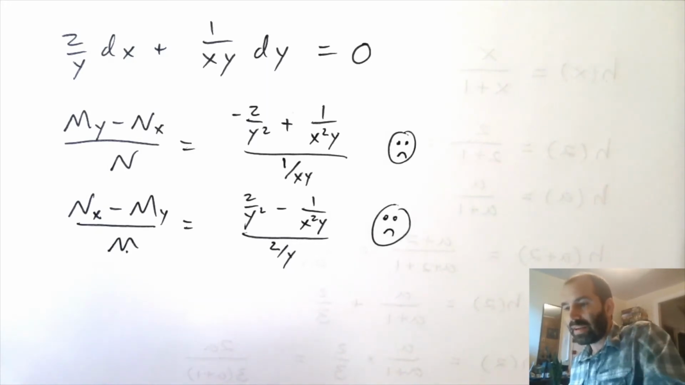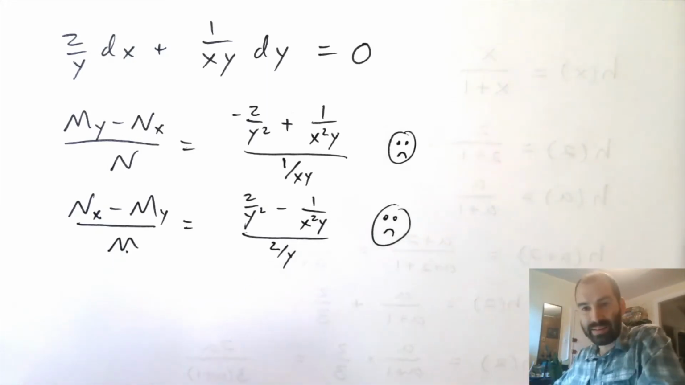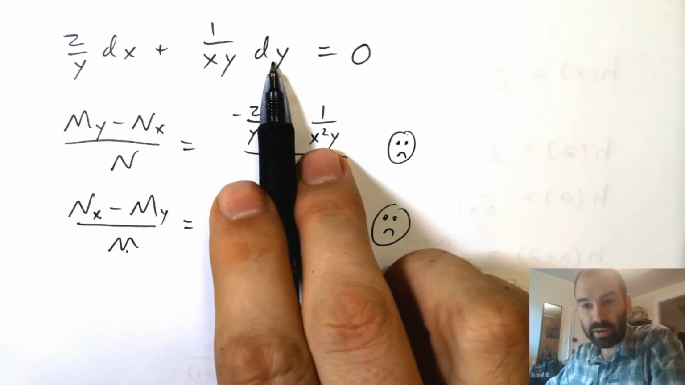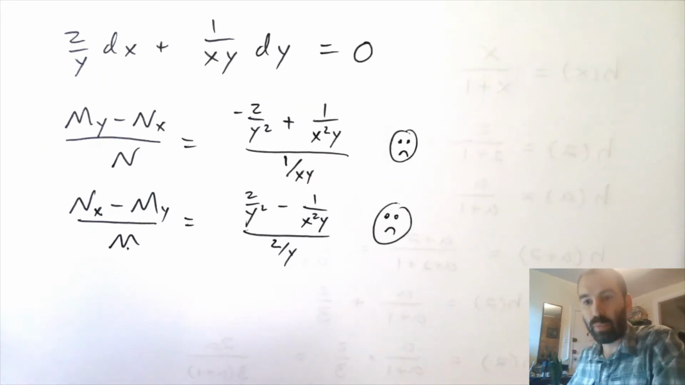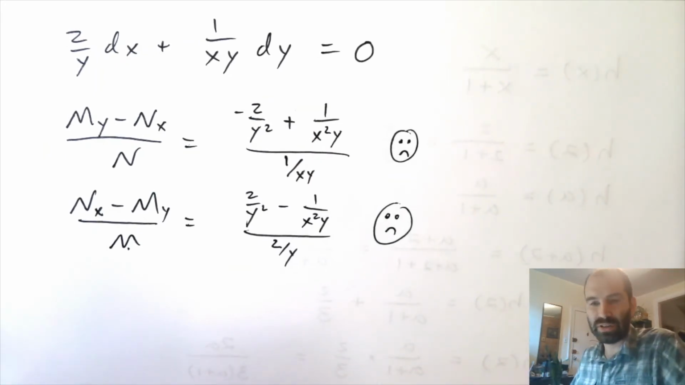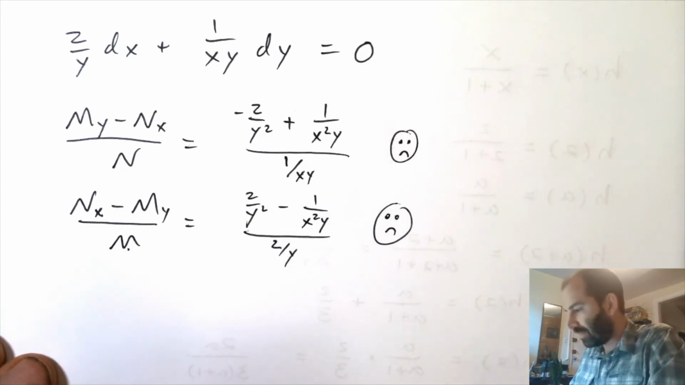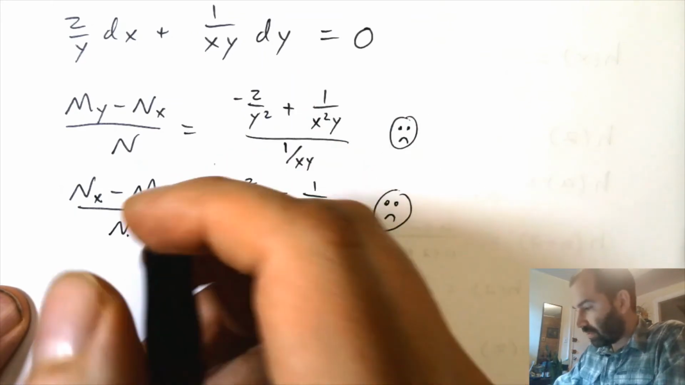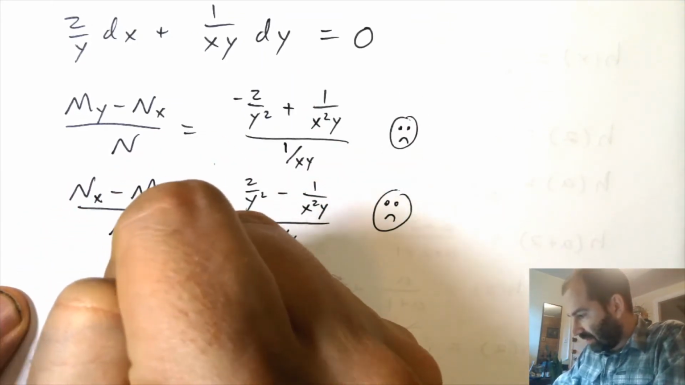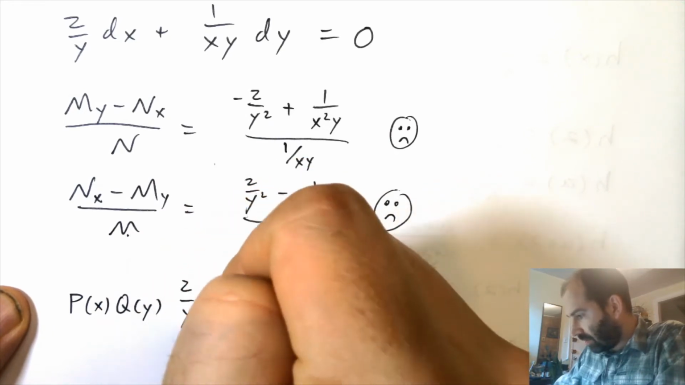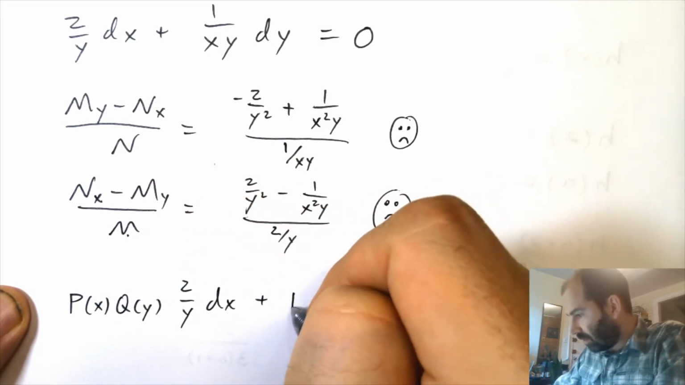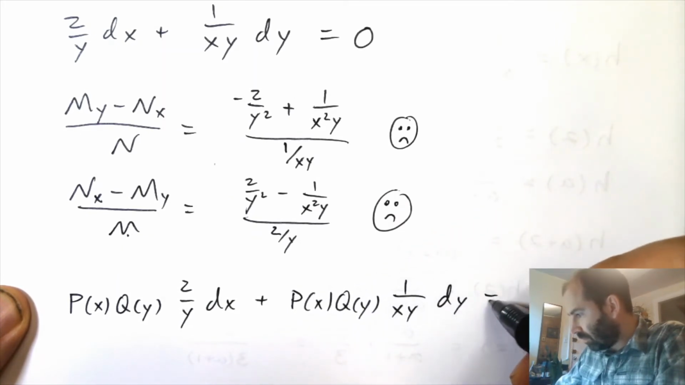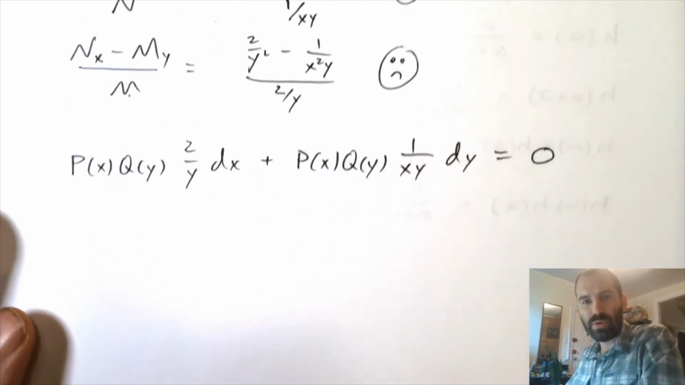Well, here's another idea to try. Remember how we got to this: we multiplied through by a function of x or by a function of y. Well, what if it's something a little bit more general than that? What if it's a function of x times a function of y? Let's try that. So let's go ahead and multiply through by a function of x times a function of y. So I'll do p of x, q of y. And let's see what we get from this.